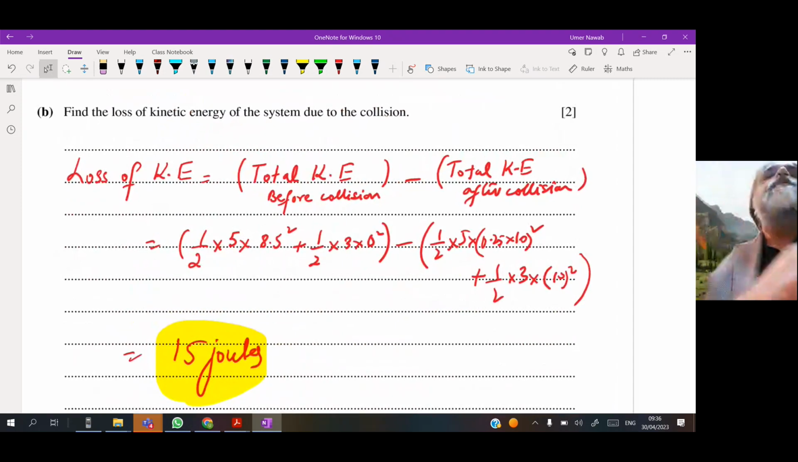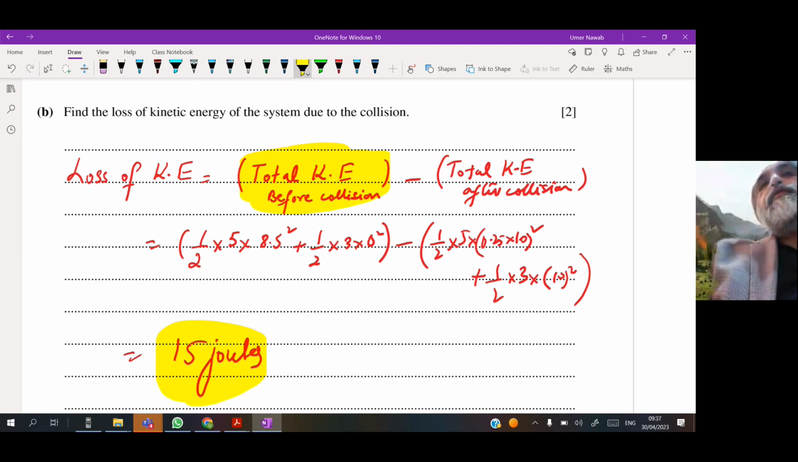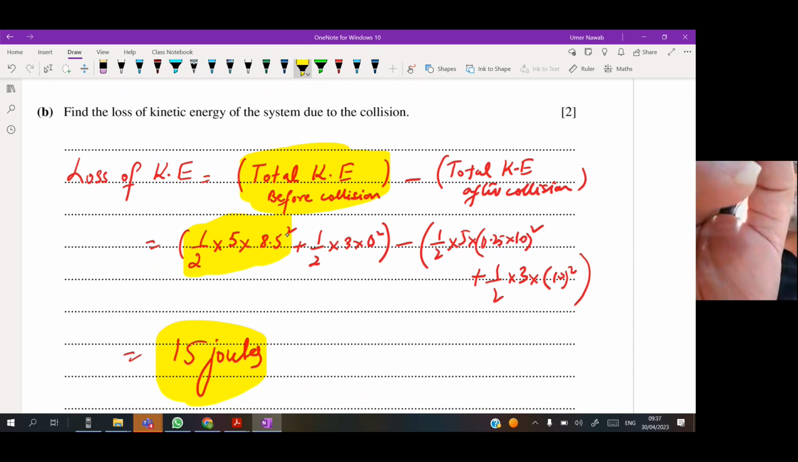Sometimes examiners connect energy with the momentum question. So definitely when the particles collide, they will lose some energy. They are moving on a straight line, so there is no gravitational potential energy. They just have kinetic energy. So before the collision, what was the total kinetic energy of the system? The kinetic energy of A, since it had a mass of 5 and its speed was 8.5 meters per second, was half times 5 times 8.5 squared.